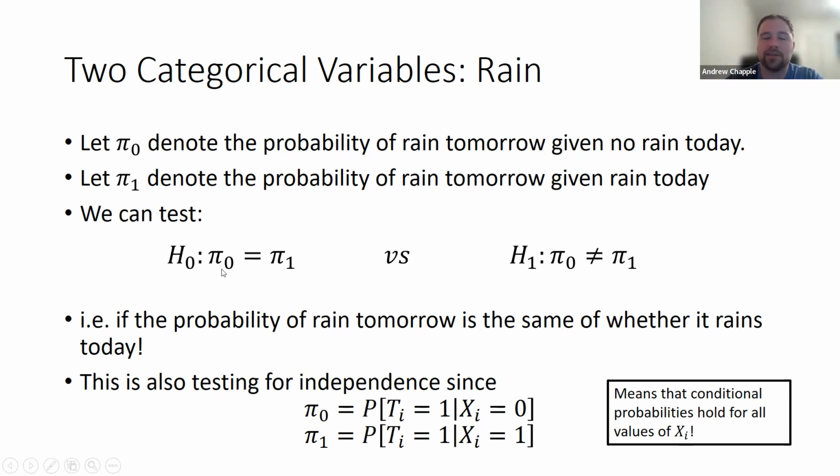So my null hypothesis is that these 2 proportions are equal versus my alternative, they're not equal, i.e. the probability of rain tomorrow is the same whether or not it rains today. This is also testing for independence. Why? Because pi 0 is equal to the probability that ti equals 1 conditional on xi equals 0. And pi 1 is the probability that ti equals 1, conditional on xi equals 1. So conditional on it rains today.